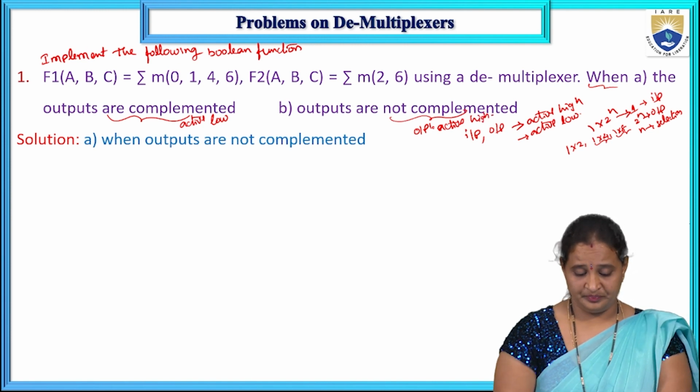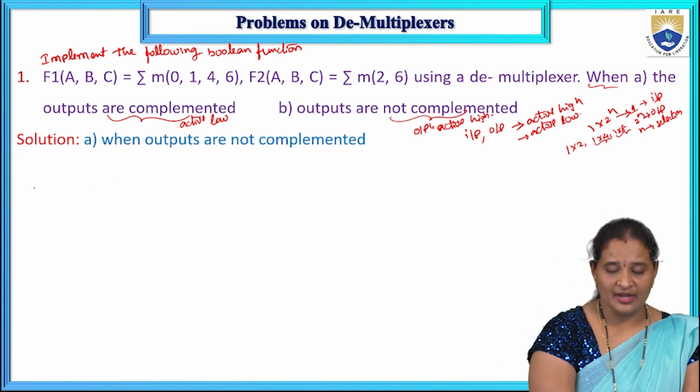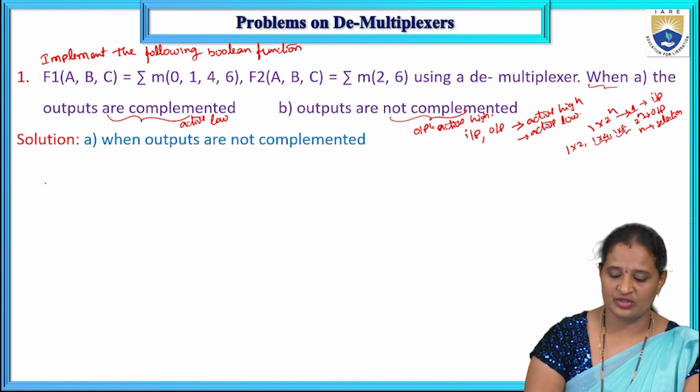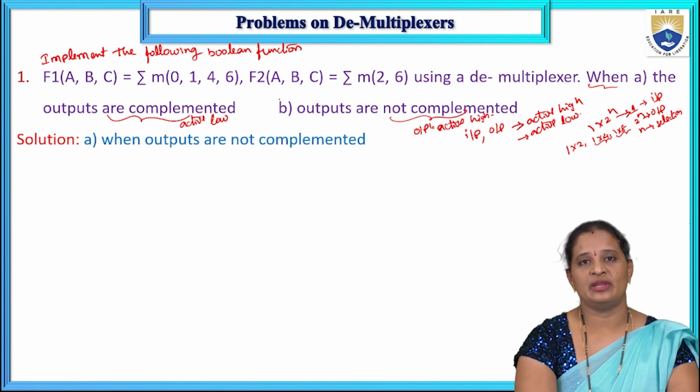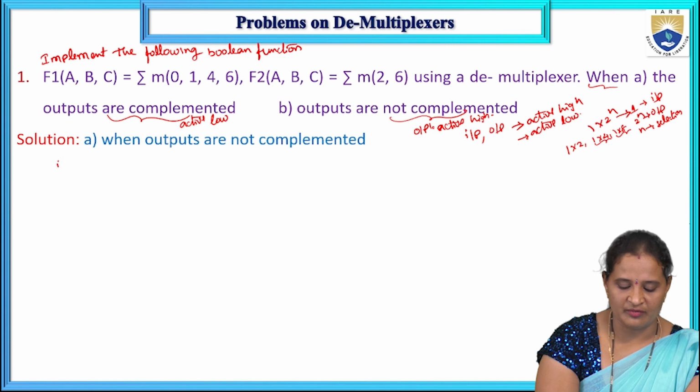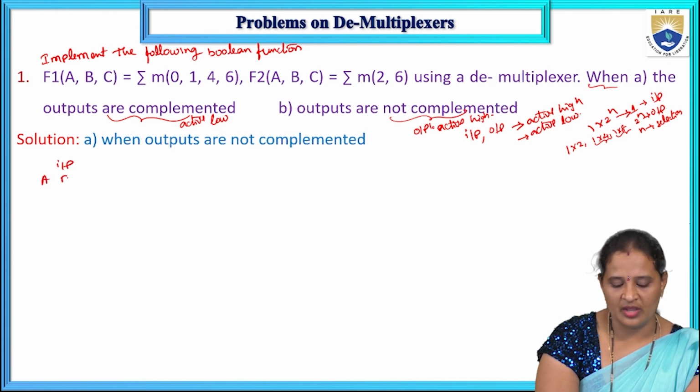For that, first of all, let me write down the truth table. Both the functions are 3-variable Boolean functions. If we have 3 input variables, what are the possible input combinations?